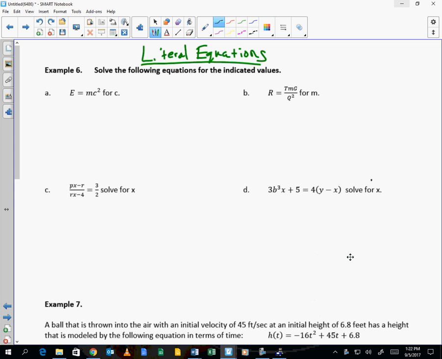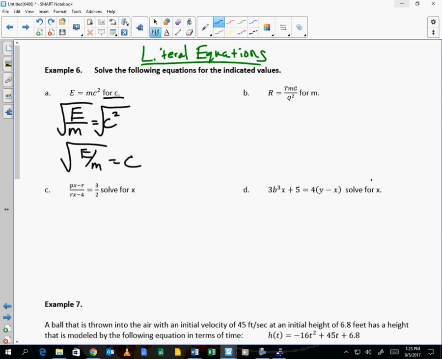Literal equations have a lot of variables, more than one variable. We need to solve for a specific variable. So in this case, we want to solve for c. E equals mc squared. I start by dividing both sides by m. E divided by m is equal to c squared. Then, square root both sides. I get the square root of E over m is equal to c.